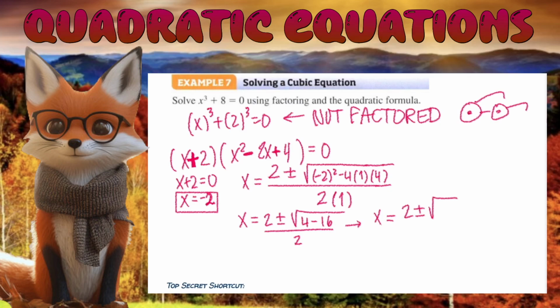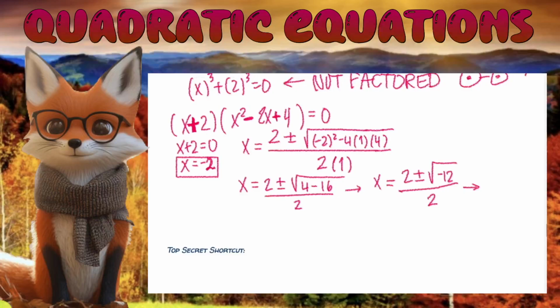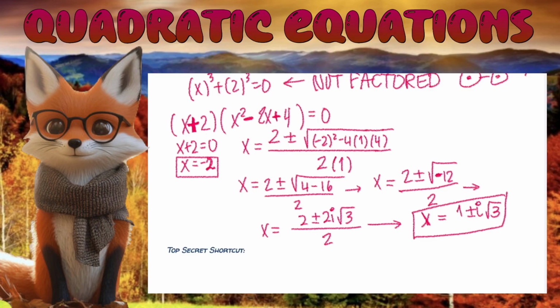All over 2, which then becomes x equals 2 plus or minus the square root of -12 over 2. X equals 2 plus or minus, okay, the negative becomes i. 12 is 4 times 3, so it's 2i root 3 all over 2. And then we can simplify a 2 from everyone, and we will get x equals 1 plus or minus i root 3, and we're done.